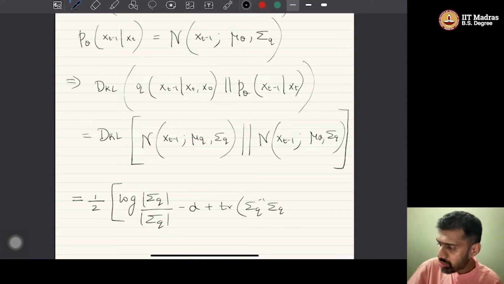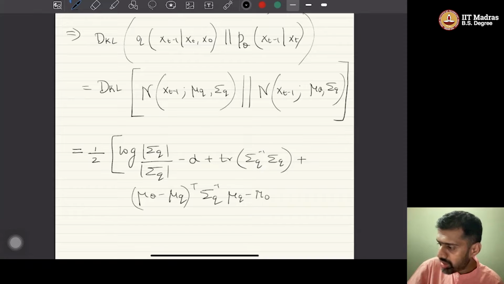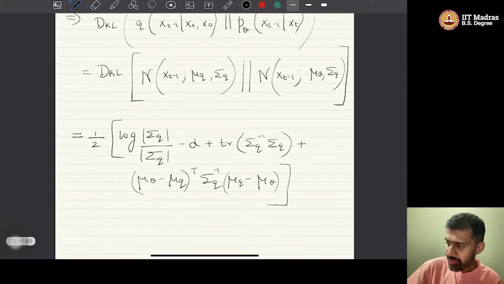And we have the trace of sigma_q inverse times sigma_q. This would have been the trace of the matrix product of the two variances, but in this case they are both the same, plus the quadratic form of the difference between the means, which is (mu_q minus mu_theta) transpose sigma_q inverse times (mu_q minus mu_theta). Please note that mu_q and mu_theta are both d-dimensional vectors because they are the means of a d-dimensional Gaussian distribution. So this would be the KL divergence.